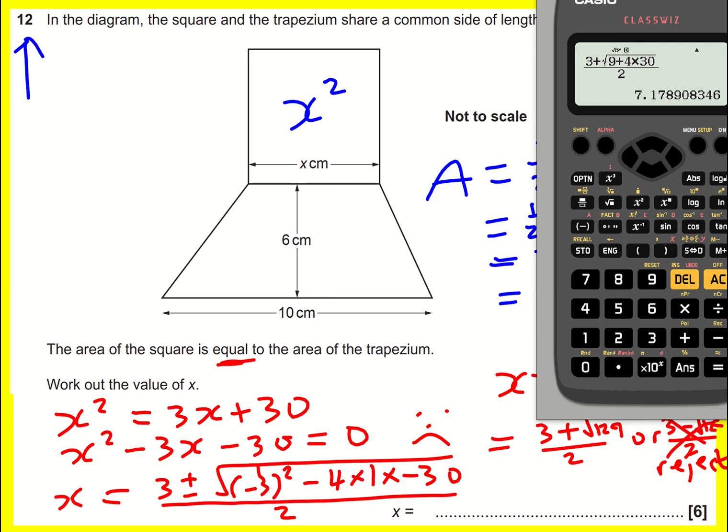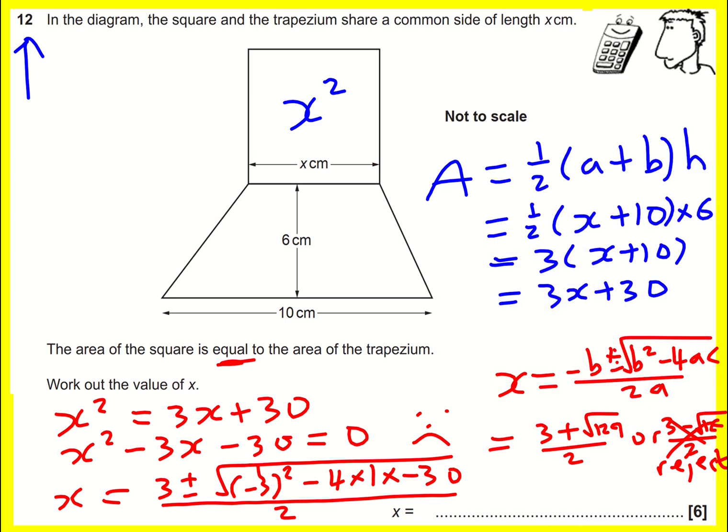So 7.1789, which is 7.18 centimeters, but the exact answer is better. It doesn't say to actually round it here.